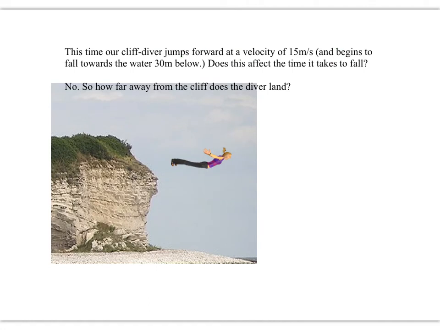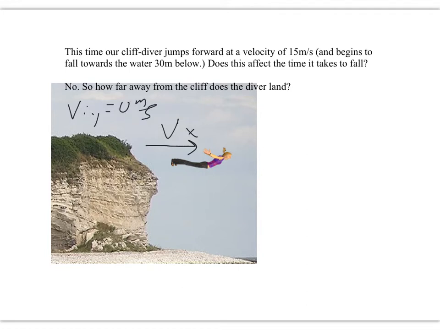Okay, so now we're going to add to our problem. This time we're going to have our cliff diver jump forward at a velocity of 15 meters per second. We're going to ask, does this affect the time for her to fall? No. She just jumps forward from the cliff with some initial horizontal velocity, which I'm going to call vx. Since she's just jumping forward, her initial vertical velocity starts off as 0.